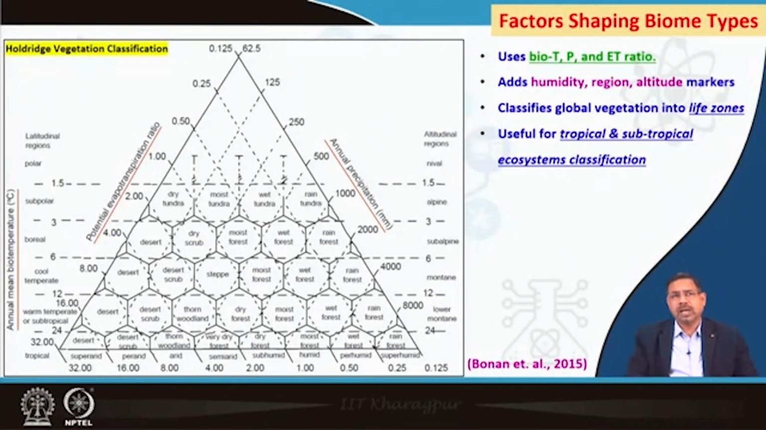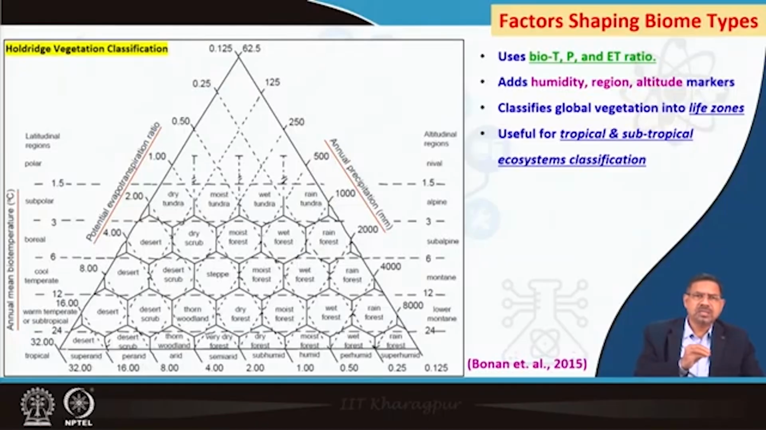Now, another very important classification given by Holdridge. On the x axis it takes the mean annual biotemperature, potential evapotranspiration ratio, and annual precipitation, on the x axis, y axis and y prime axis. In the x axis they have been categorized based on these parameters as superarid, perarid, arid, semi-arid, subhumid, humid, perhumid and superhumid.